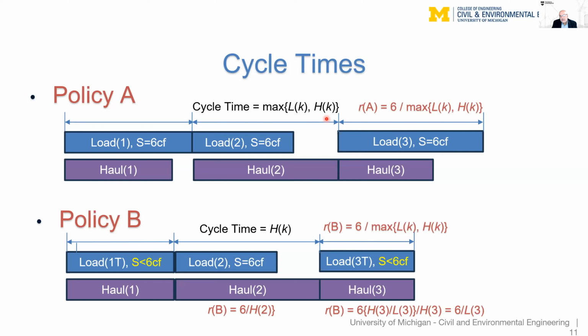Now, if you look at production in each cycle, then what we get is 6 cubic feet divided by the cycle time, which is the maximum of L and H. The surprising thing is that for policy B, we get exactly the same production in each cycle, even though the load that gets carried is not always 6 cubic feet.